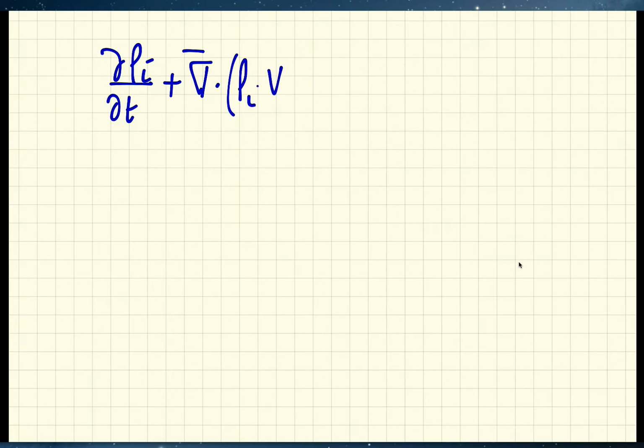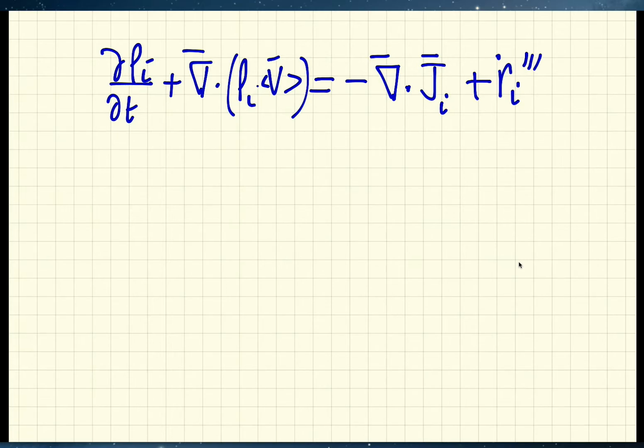If we write this equation, I will have d rho I by dt plus the divergence of rho I times v, maybe rho I here times v average, and then this will be equal to, I'm going to take the divergence of j I to the other side, plus r sub I dot triple prime.